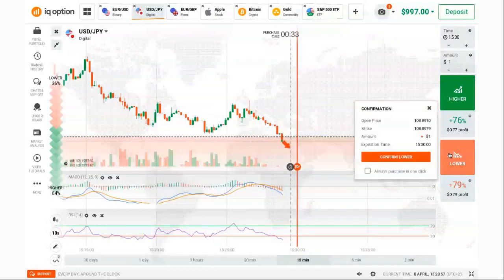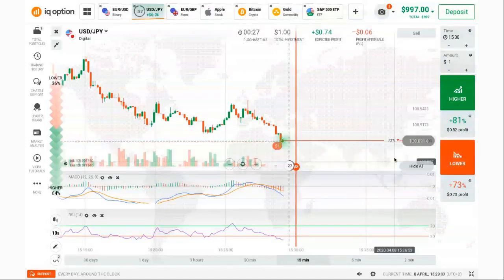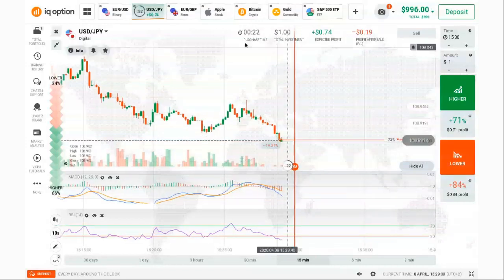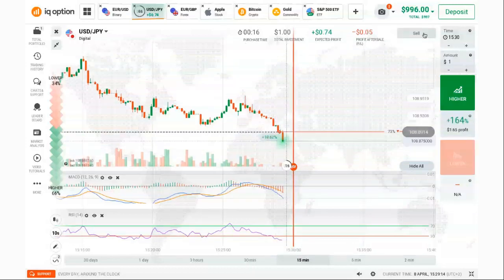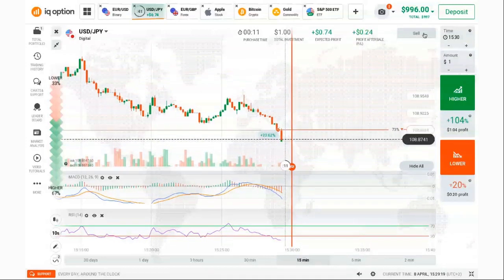It opens my position, and then you'll see that I can sell early again, depending on what the condition is, and my purchase time is now changing. This sell button will never disappear. It will be there way after the 0 time, all the way down to the expiry time. So we'll watch that.